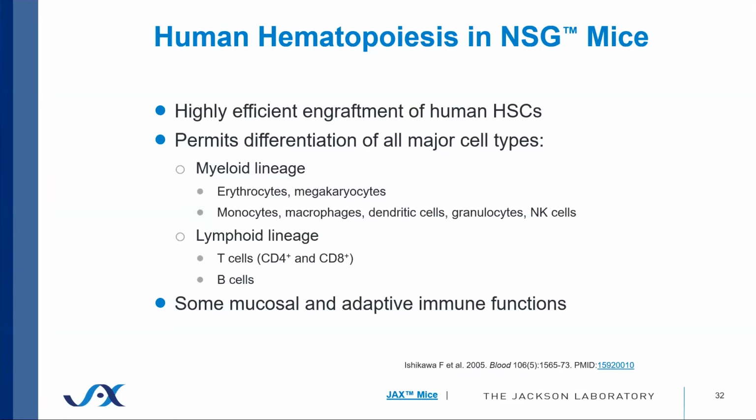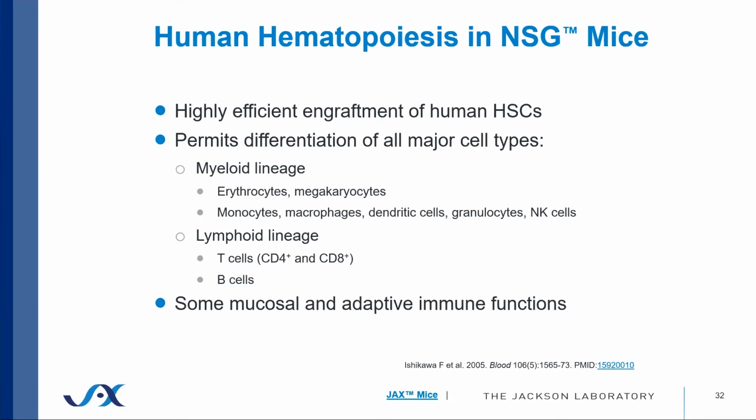And so this will include cells of the myeloid lineage, like macrophages, granulocytes, dendritic cells, etc., as well as the lymphoid lineage, which includes B cells, T cells, and NK cells. And this is a notable achievement because previous attempts to humanize non-SCID mice with human hematopoietic stem cells didn't result in mature T cells developing.